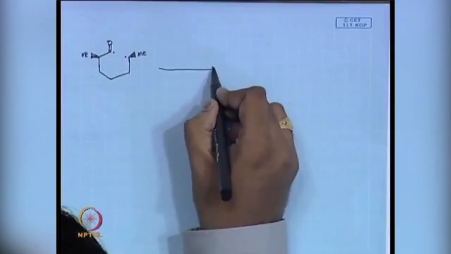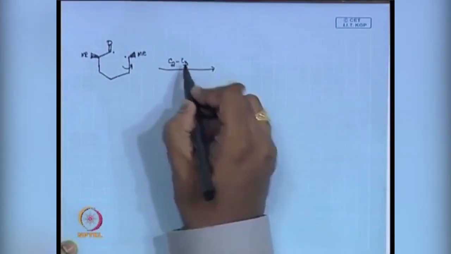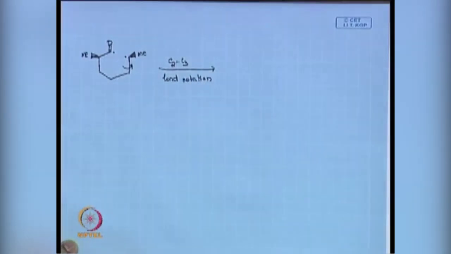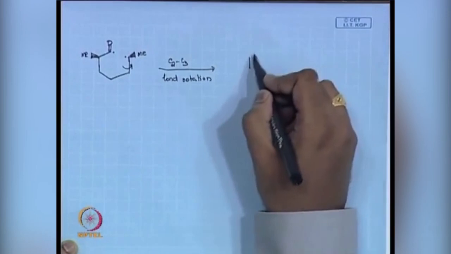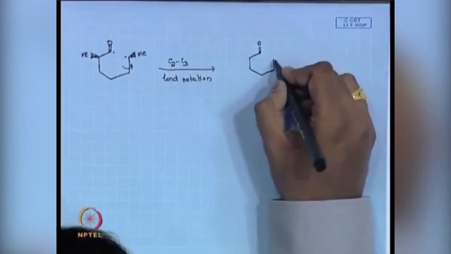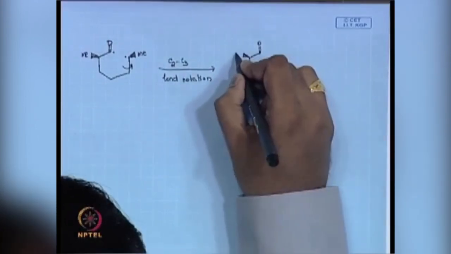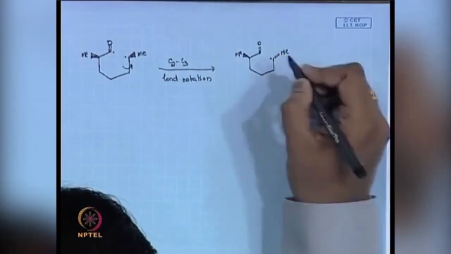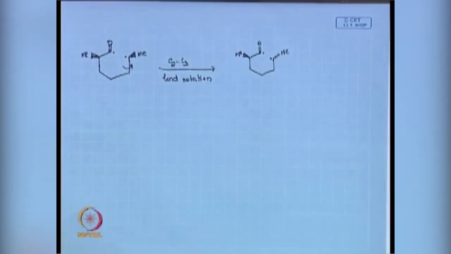What you can see? You can get the other stereoisomer. Yes, you can always have this bond rotation, right? That is, your C2 to C3 bond rotation can happen. Right? So, you will get now this system, right.